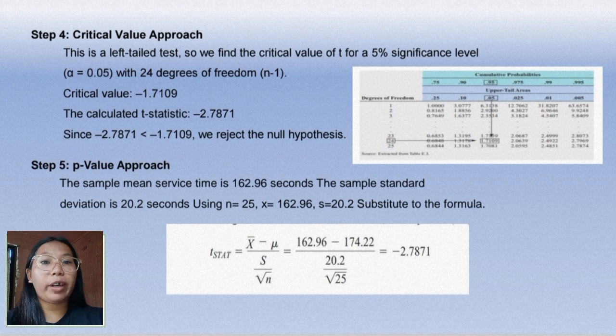We were able to find this in the t distribution table. So we have a picture flashed on the screen. From the row of 24 degrees of freedom, along with the 0.05 level of significance, that's where we will find the negative 1.7109.